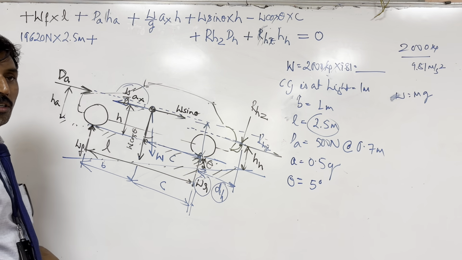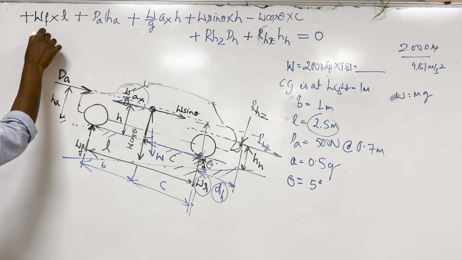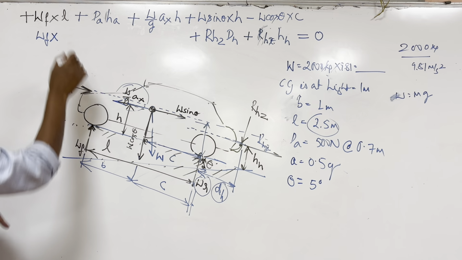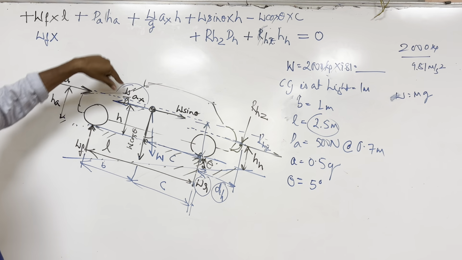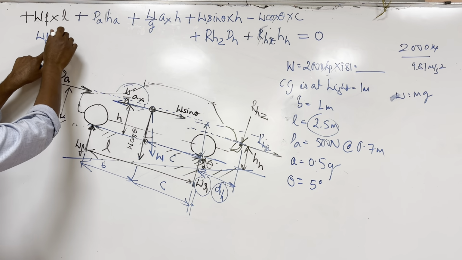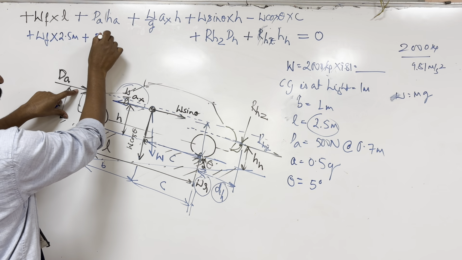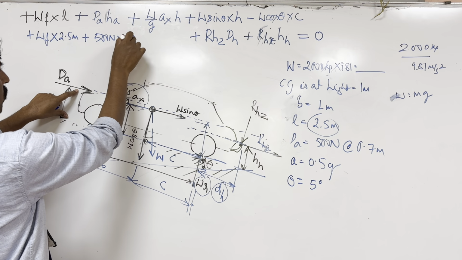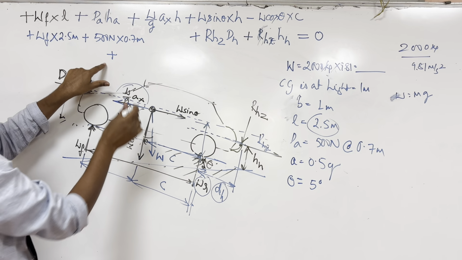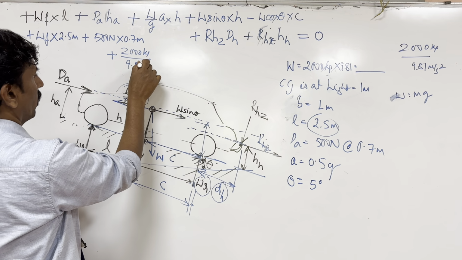Sorry, we're supposed to find out WF. So WF into L, where L is actually 2.5 meters, plus DA, which is 500 newtons at a height of 0.7 meters, plus W by g, so that is 2000 kg divided by 9.81 meter per second square.